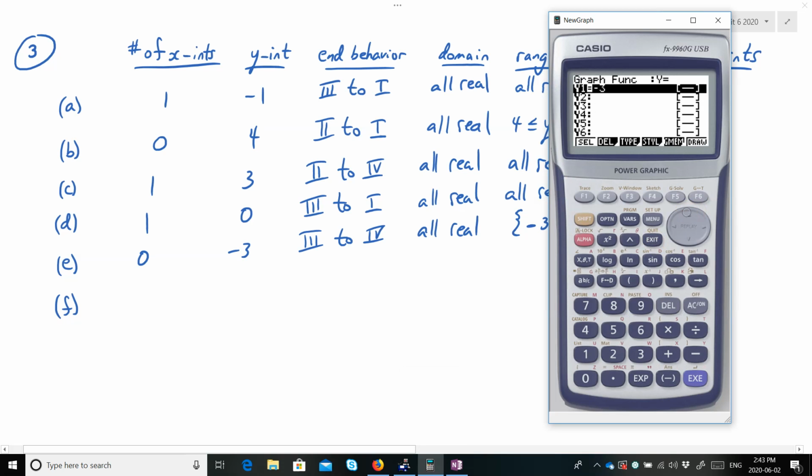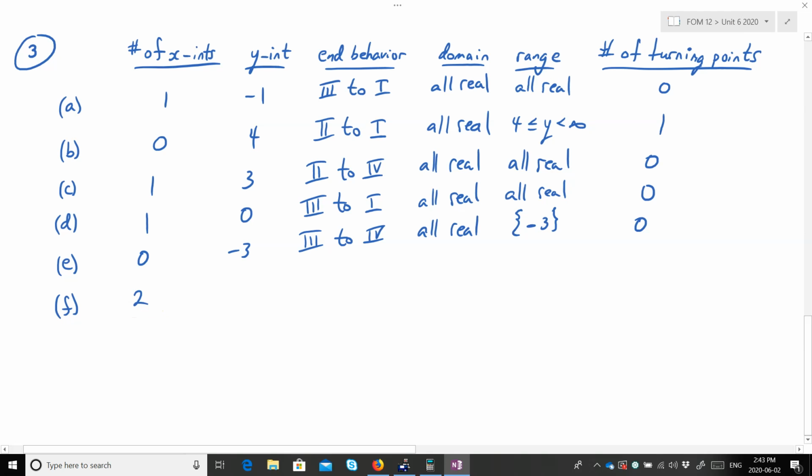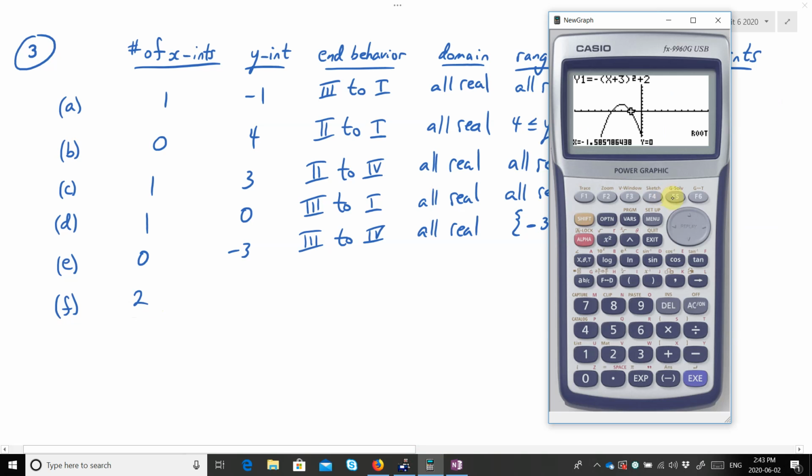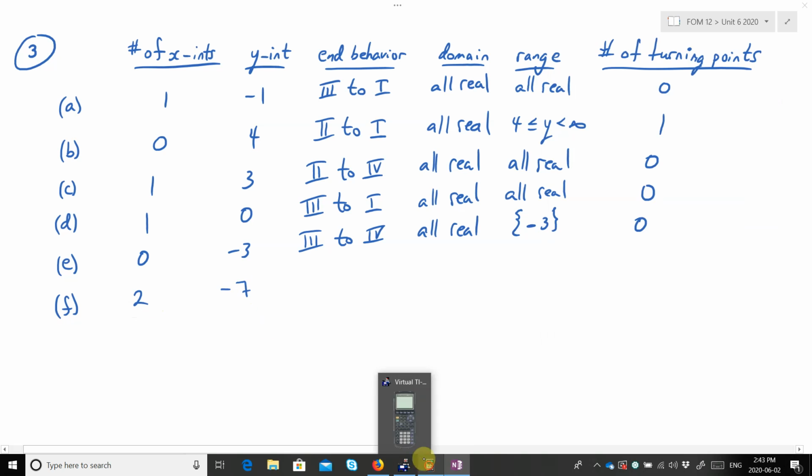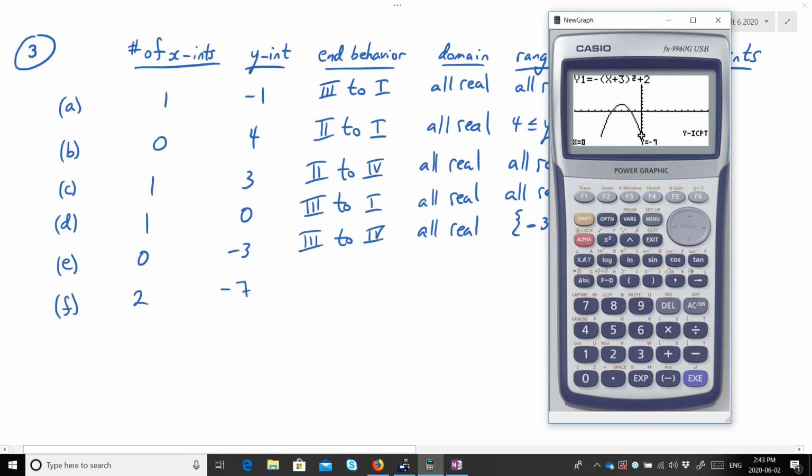Okay, and letter F is this graph, negative x plus 3 squared plus 2. Execute and graph. Okay, so you can see there's 2 x-intercepts. If I were to go Root, there's one there and there's one there. Okay, so there's 2 x-intercepts. The y-intercept is at -7. Graph seems to go from quadrant 3 to quadrant 4.